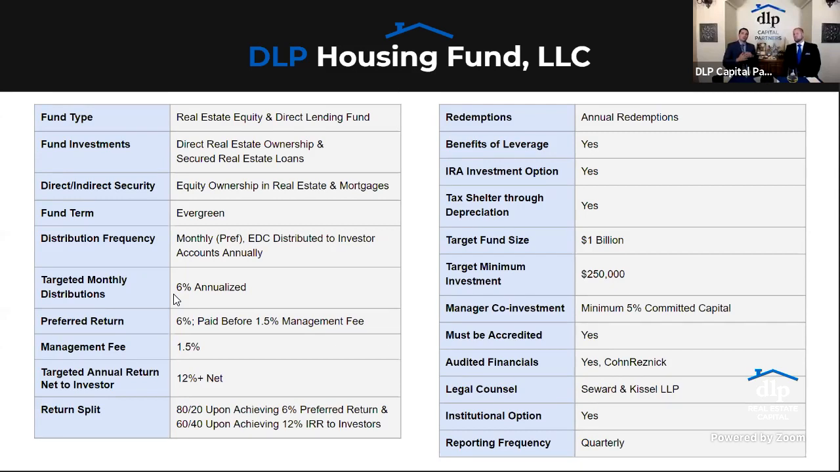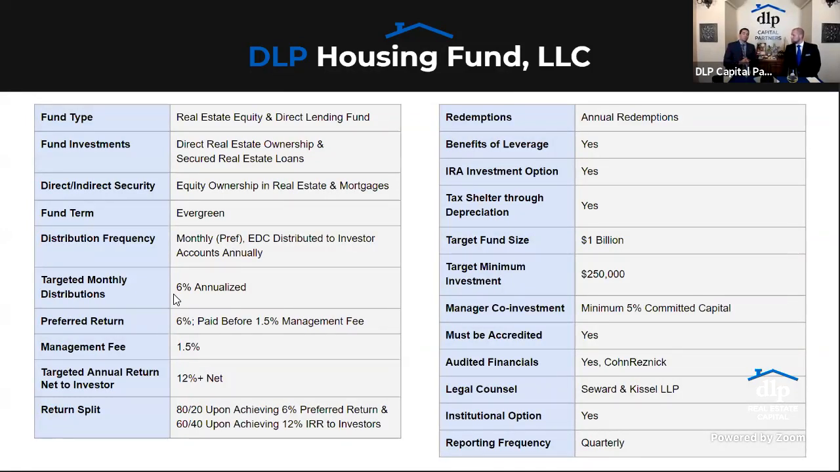All this with the ability to exit the fund on an annual basis. It's an open-end fund where you can exit on an annual basis. You're not stuck being locked in for 5 years, 8 years, 10 years like most real estate funds. You can invest in this fund via IRAs or qualified money, as well as non-qualified money. And again, very much tax advantageous.